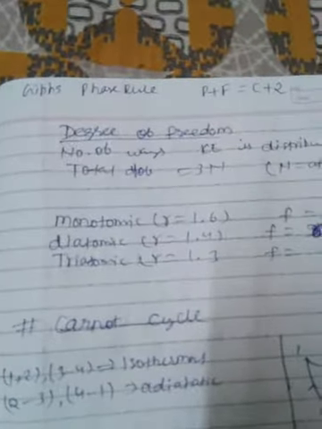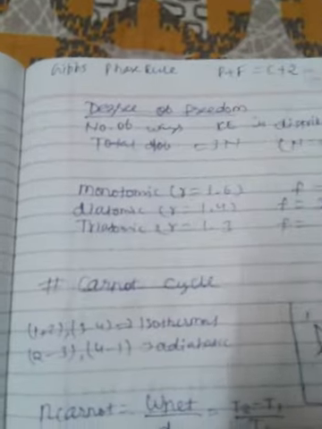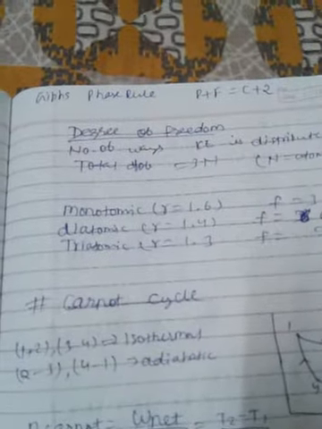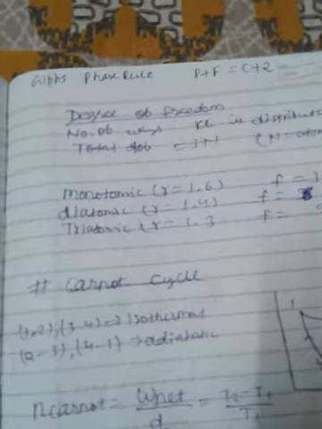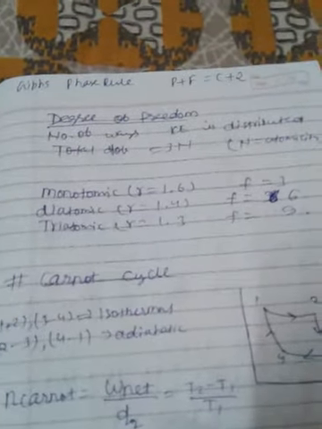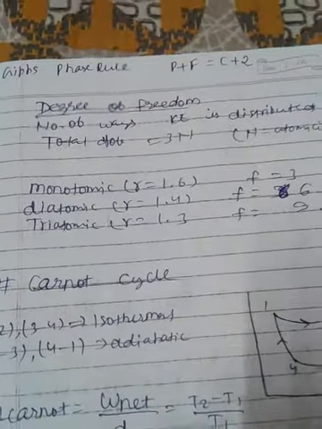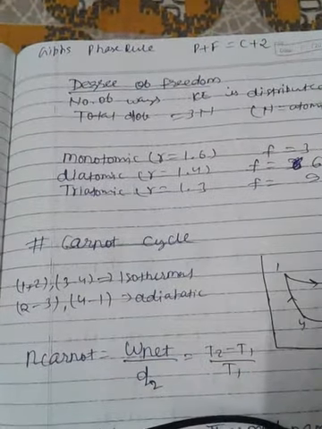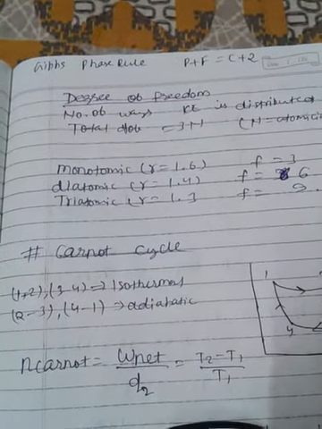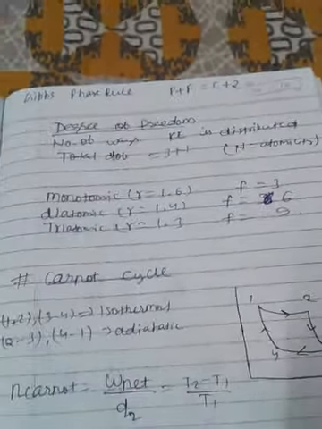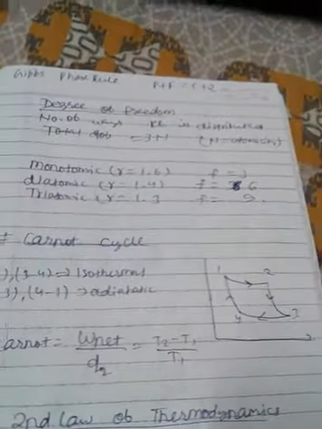Now there is the Gibbs phase rule, which says P plus F is equal to C plus 2. It means number of phases plus degrees of freedom is equal to number of components plus 2. Degree of freedom is the number of ways in which kinetic energy is distributed. Total degree of freedom is equal to 3n, where n is the atomicity. Monoatomic means gamma is equal to 1.6 and degree of freedom is equal to 3. Diatomic means gamma is equal to 1.4, F is equal to 6. Triatomic means gamma is equal to 1.3, F is equal to 9.